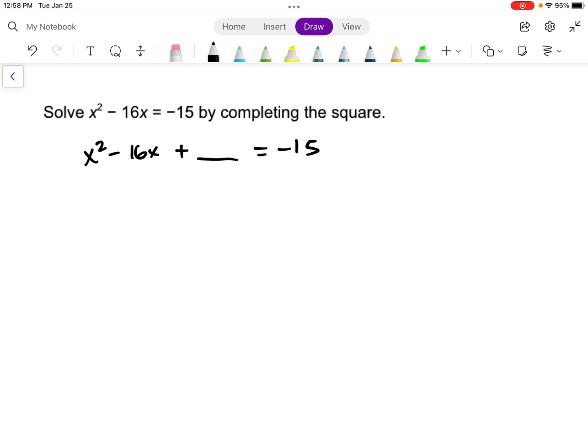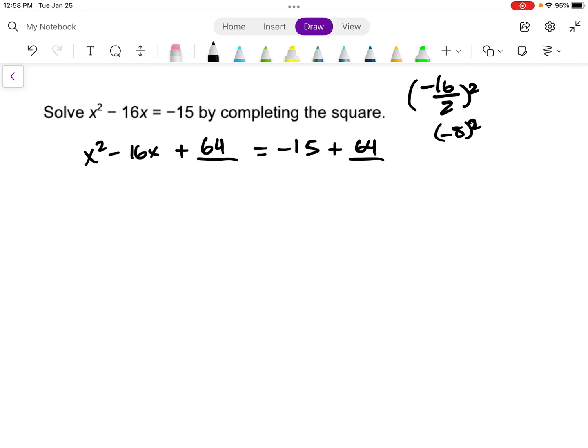Okay, so we need to complete the square. So I take negative 16 divided by 2 and square. In this case, negative 16 divided by 2 is just negative 8, and negative 8 squared is 64. So I need to add a 64 there. If I add 64 to the left side, I've changed the equation, unless I also add 64 to the right side. We have to do the same thing to both sides.